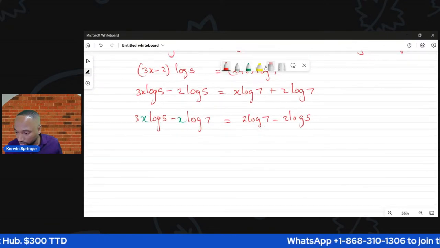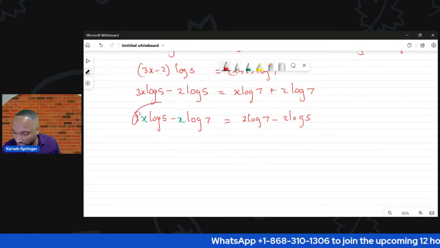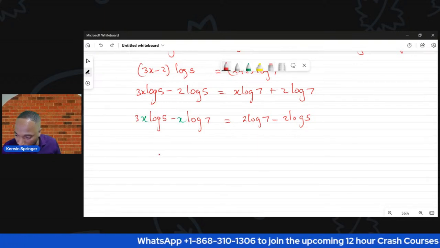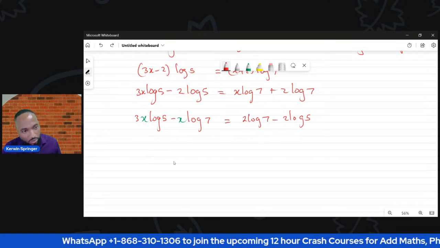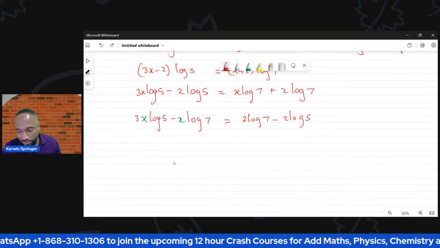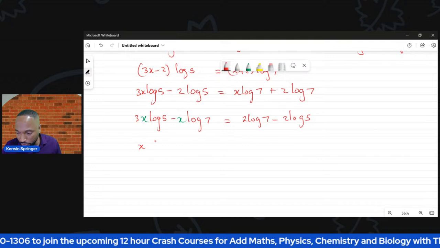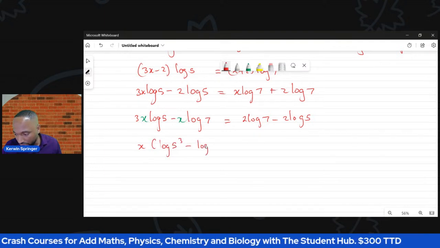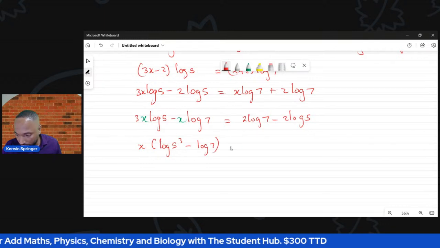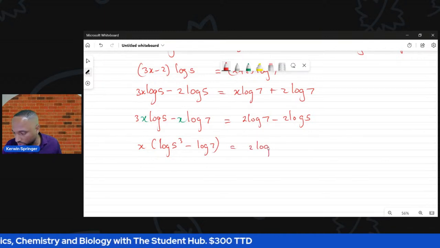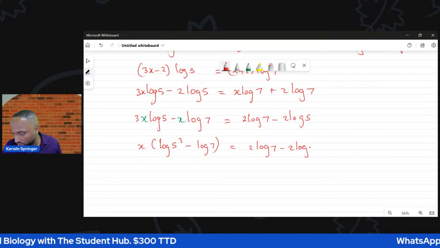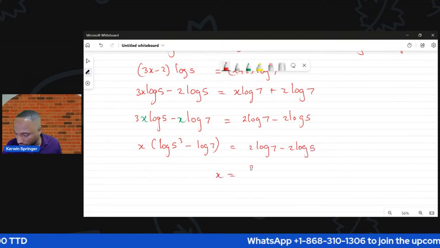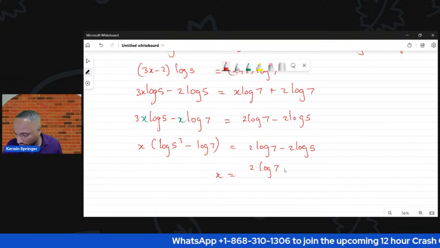I can tuck back up this 3 here to get prepared to factorize all the x now. So I'm going to factorize all the x and bring up the 3. Tell me if you're following that. That is equal to 2 log 7 minus 2 log 5. And I'm going to bring across everything. So x is equal to, I'm factorizing all the 2 here.